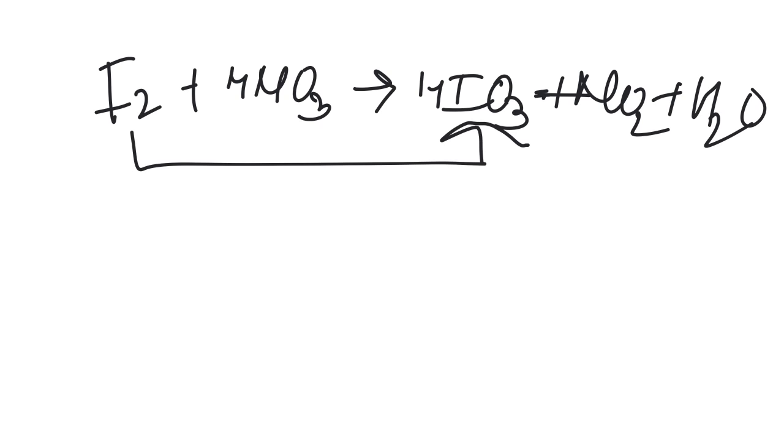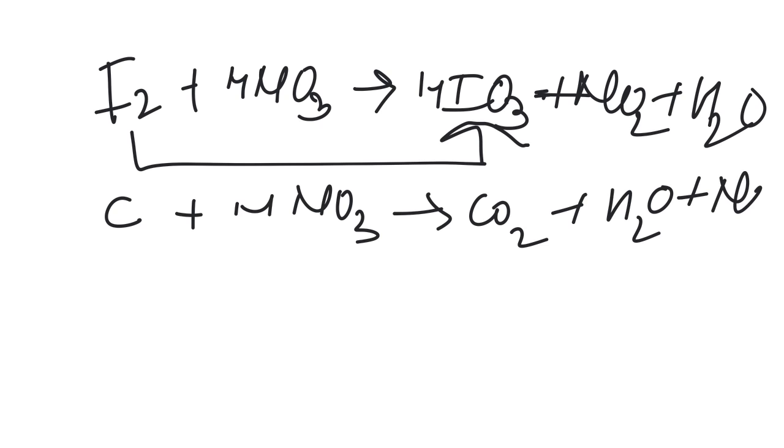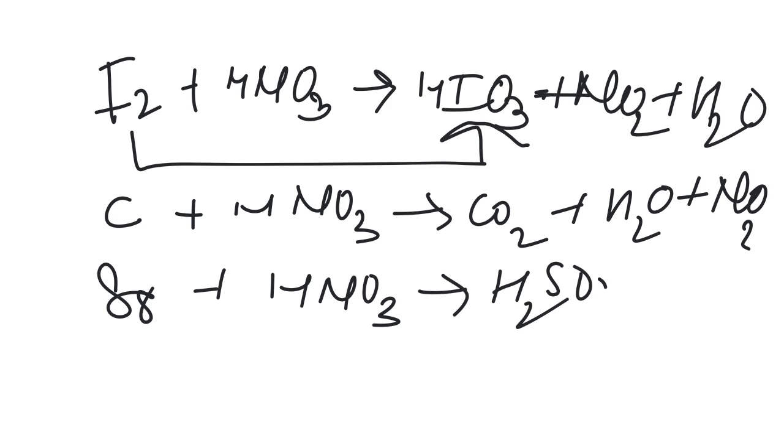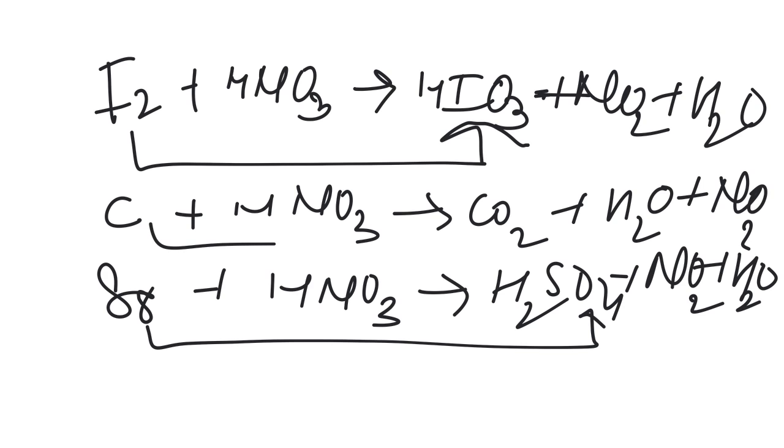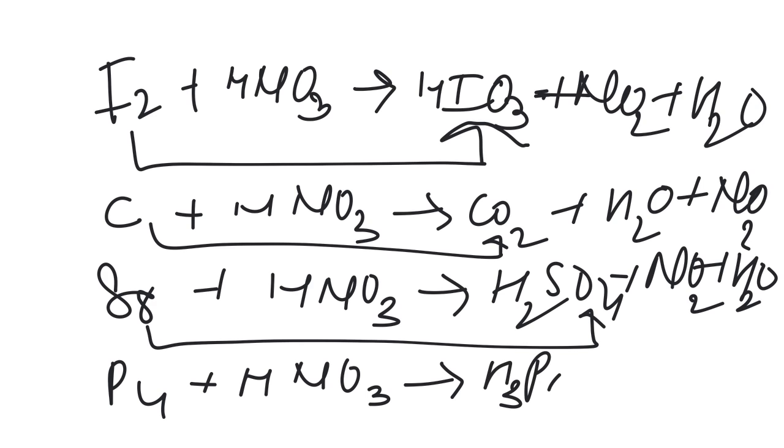Then carbon can be oxidized to carbon dioxide, so HNO3 will give CO2 plus H2O plus NO2. If you take sulfur plus HNO3, you will get H2SO4 plus NO2 plus H2O. I am not balancing the equations. So sulfur will be converted to sulfuric acid, carbon to carbon dioxide, and phosphorus will be converted to phosphoric acid. The reactions are similar. The products are NO2 and H2O, and the rest is iodine to iodic acid, carbon to CO2, sulfur to sulfuric acid, phosphorus to phosphoric acid. In this way you can remember; this is the easy way to remember the reactions.